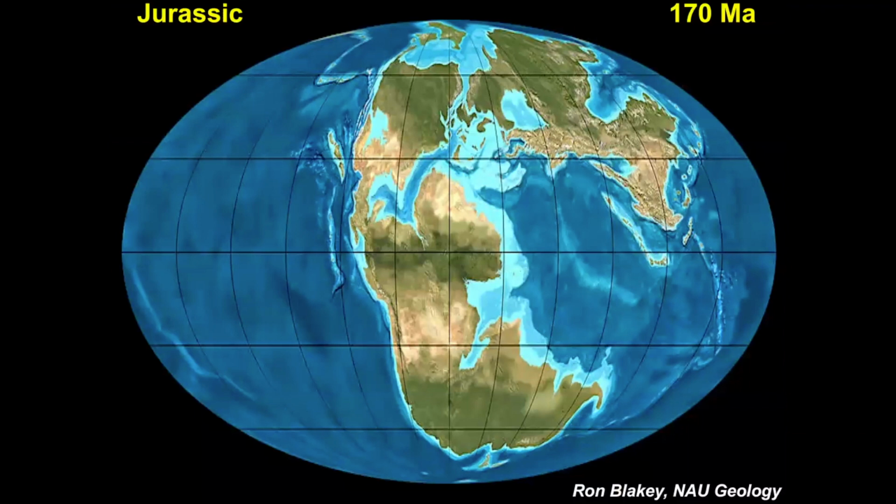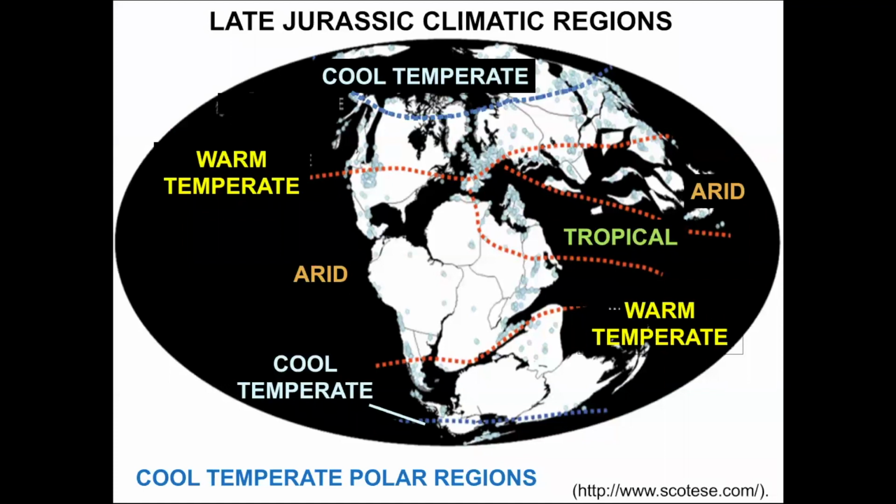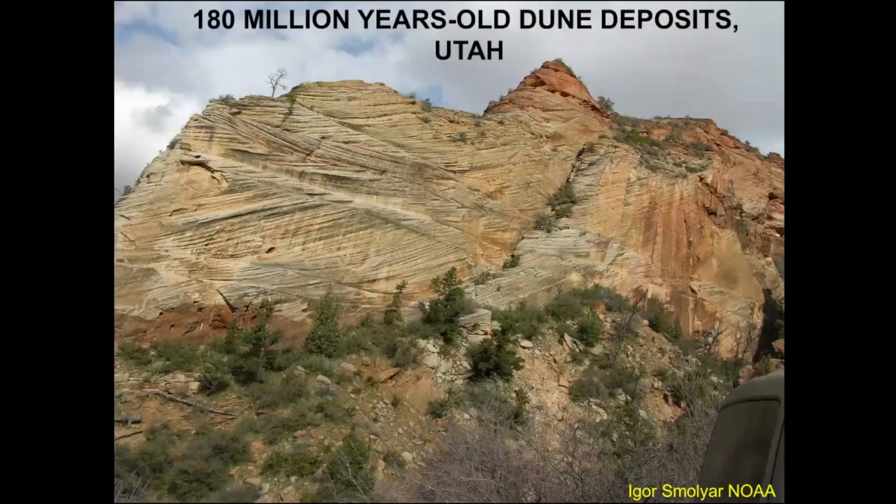The continents may have looked something like this, and there have been attempts to establish the climate regions, climate zones. Notice we've got an arid zone in the center, sort of the equatorial areas, and if we look right there, that is where this photograph came from. If you remember last week, we were talking about dune deposits indicating arid conditions, and these are the dune deposits from Utah that formed during that period of time.